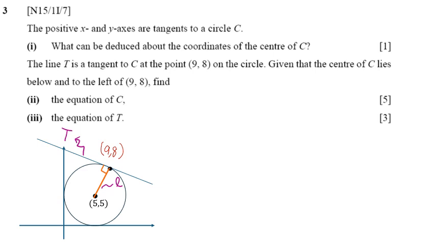Okay, right. So the next part is to find the equation of the line T. Line T is a tangent line to the circle at 9, 8. So to find the equation of a tangent, what are the two things we need? We need to know the gradient. We also need one particular point, which I'm going to use 9, 8 because 9, 8 actually lies on the line T. But first things first, we have to find the gradient of line L.